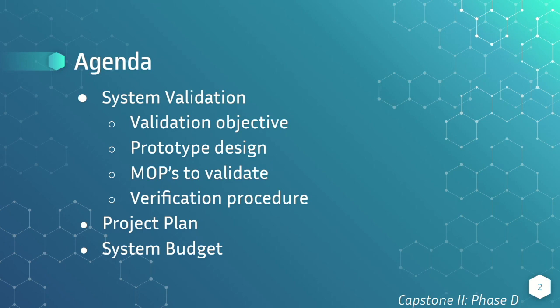Here I present you the agenda. First, we'll have the system validations, and there are some subsections for those. That will be the validation objective, continuing with the prototype design, then MOPs to validate, and the verification procedure. The next part will be the project plan to explain the future tasks for the final phase, F, and the systems budget.